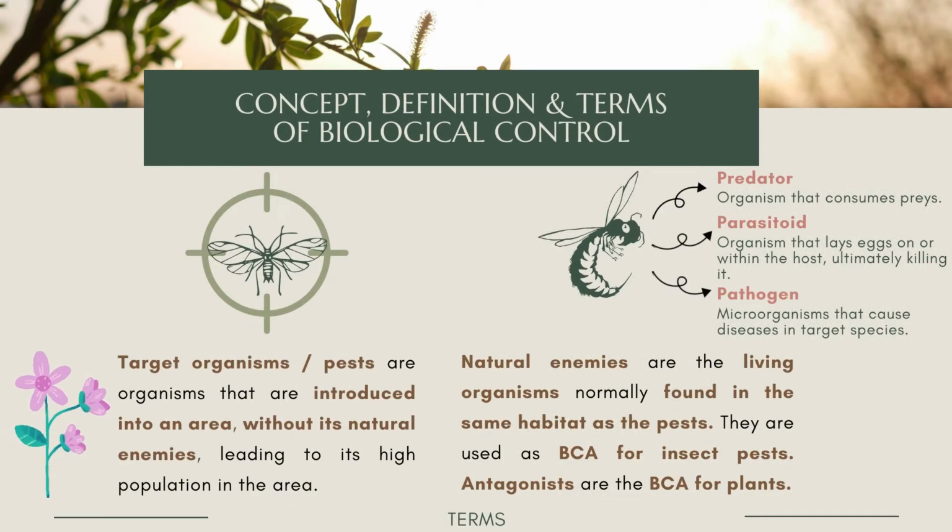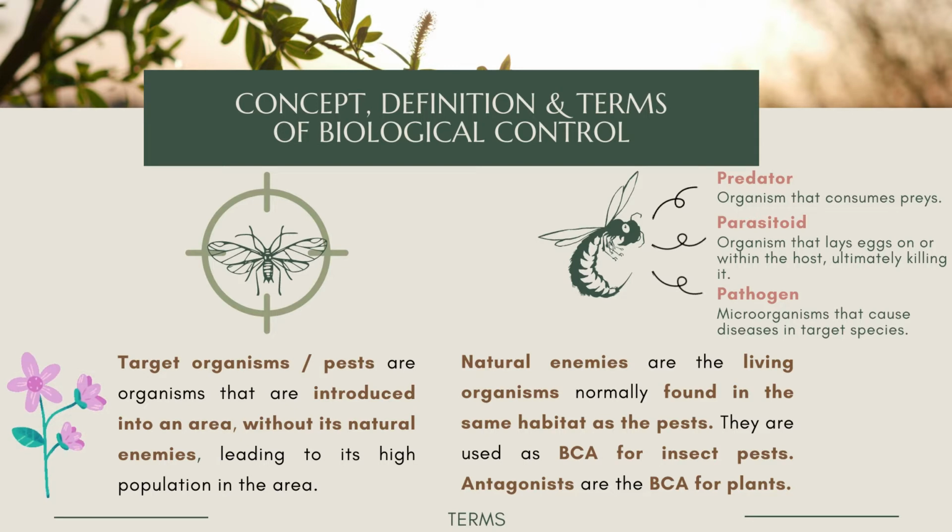Next, let's review some terms used in biocontrol. Target pests are the organisms that are introduced into an area without their natural enemies, thus becoming invasive species. These are the organisms that we want to control or suppress. On the other hand, natural enemies are beneficial organisms used as biological control agents to suppress the pest population. Natural enemies can be a predator, parasitoid, or pathogen.